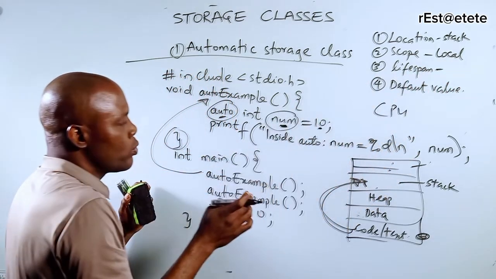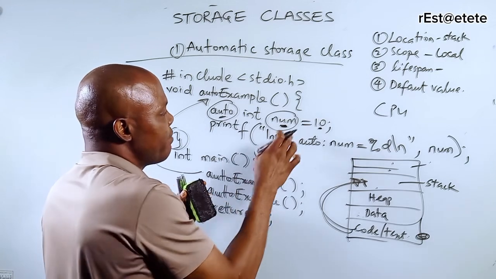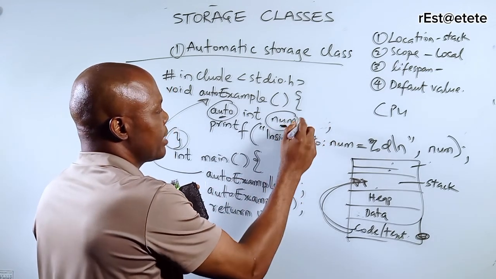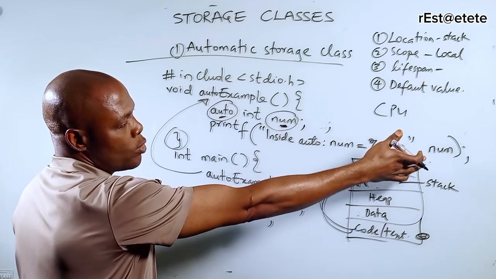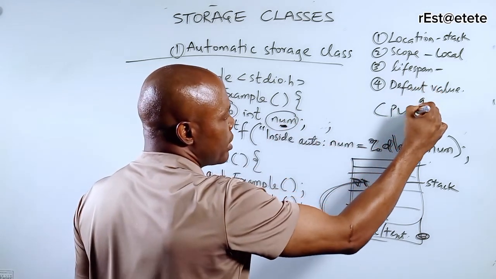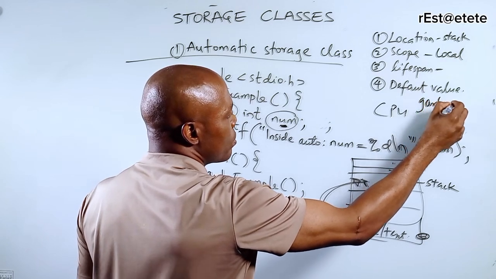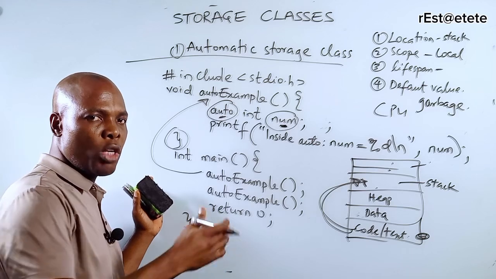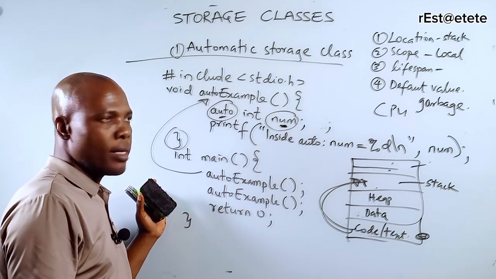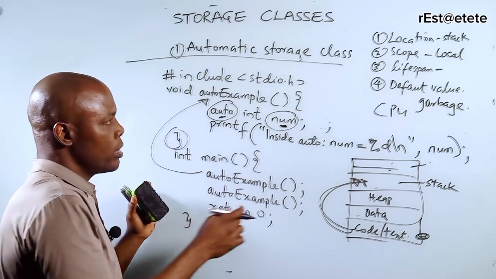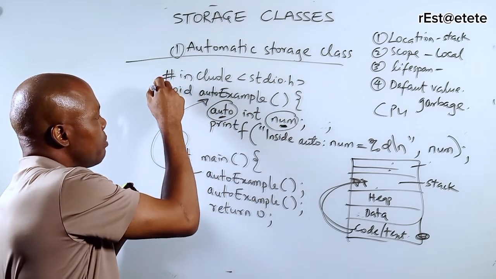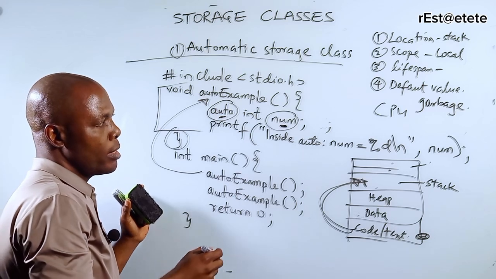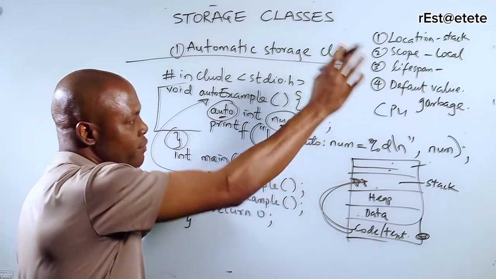Then the default value, if I didn't assign a value, this 10, to it, let's say I leave it like this, and then I ask it to print it out, the default value will be what? Garbage value. It will be meaningless. You will just be seeing a series of numbers, right? That is what it will be. So the lifespan will be dependent on what? This function. The moment you exit this function, that variable is destroyed.